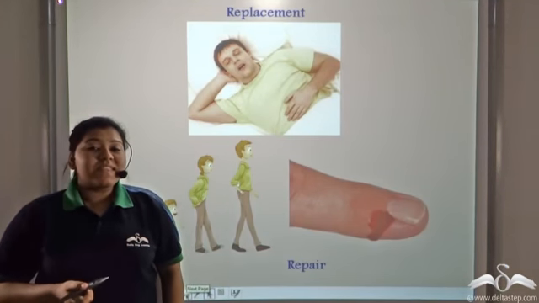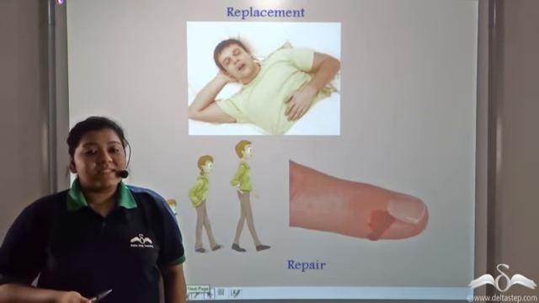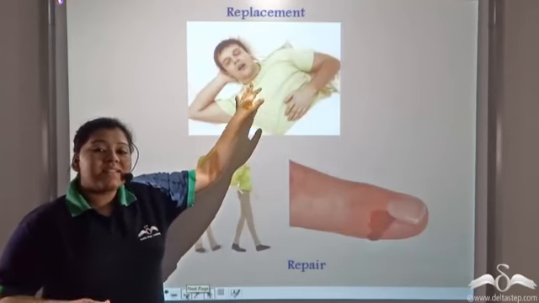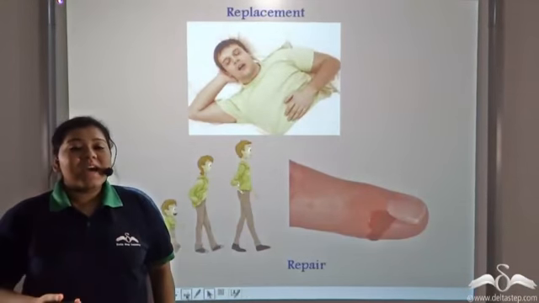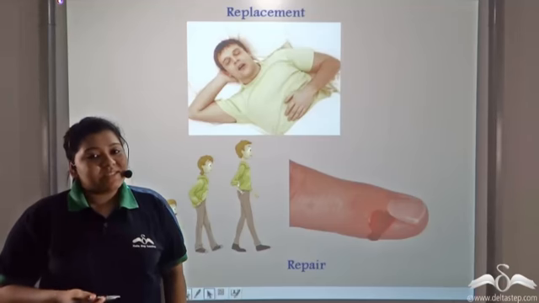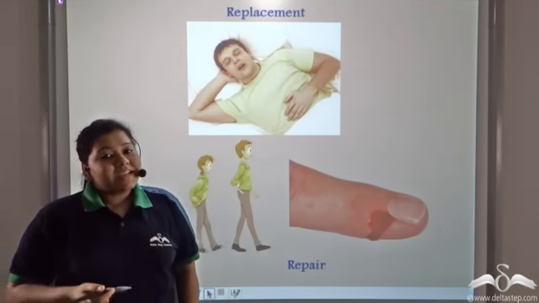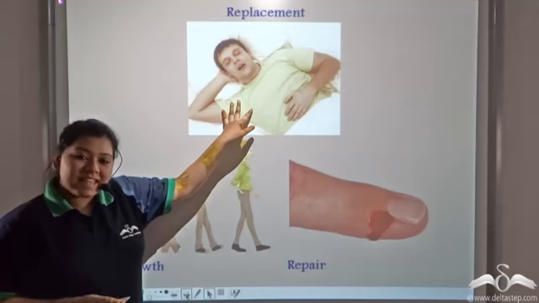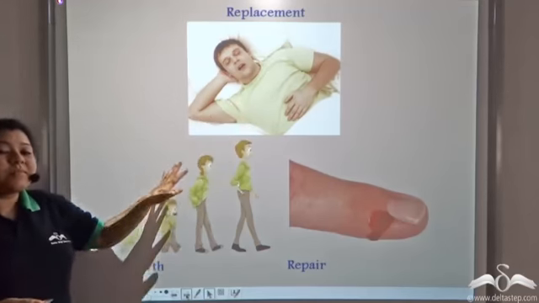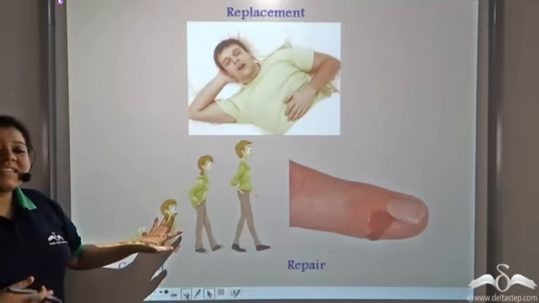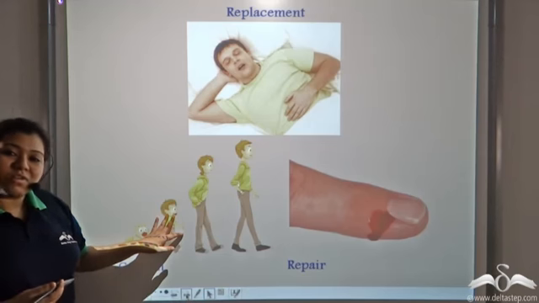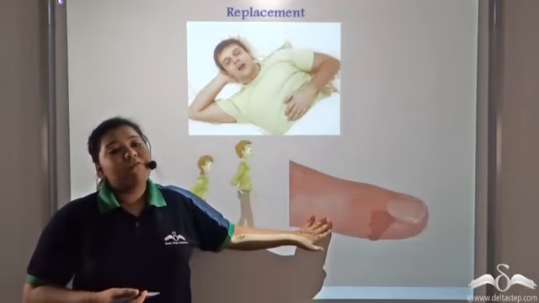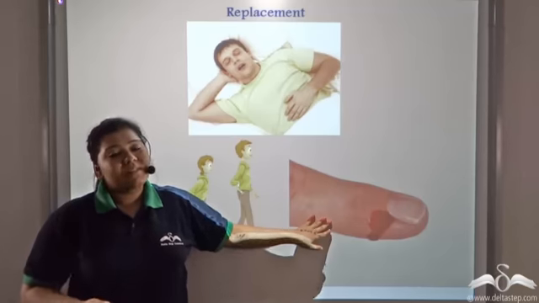Now, millions of cells die per minute, even during sleeping. So, those cells need to be replaced so that the cell number remains constant. So, mitotic division helps in replacement of cells. It also helps in growth by increasing the number of cells in the body over time. And it also helps in repair of worn out or lost cells.